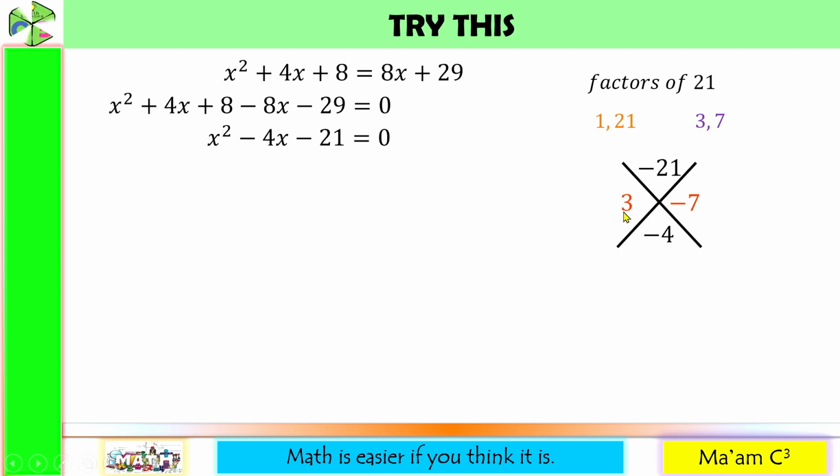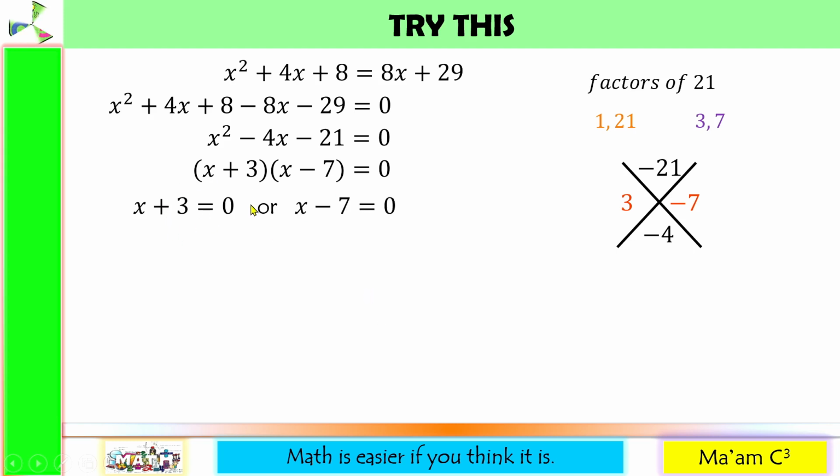We have (x + 3)(x - 7) = 0. Let us apply the zero product property. x + 3 = 0 or x - 7 = 0. To solve this one, moving 3 to the other side, it will become negative 3. Moving negative 7 to the other side will become positive 7.